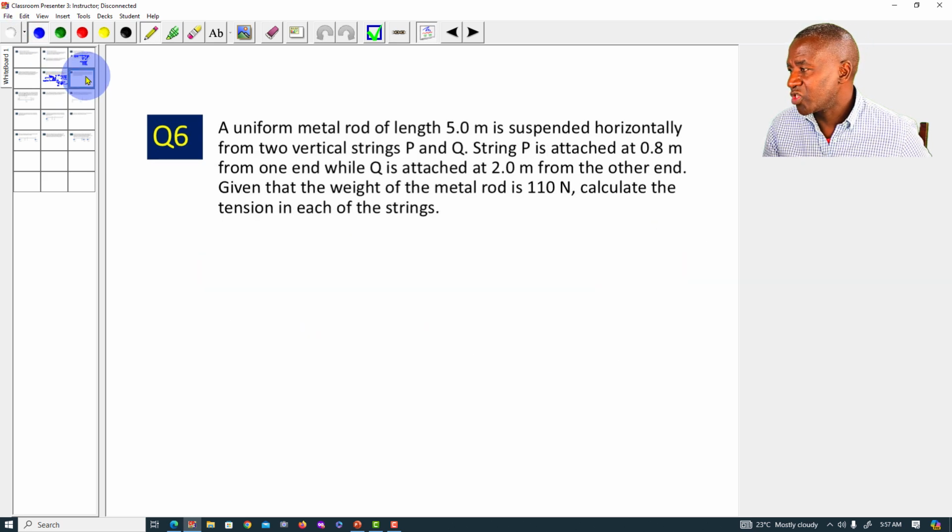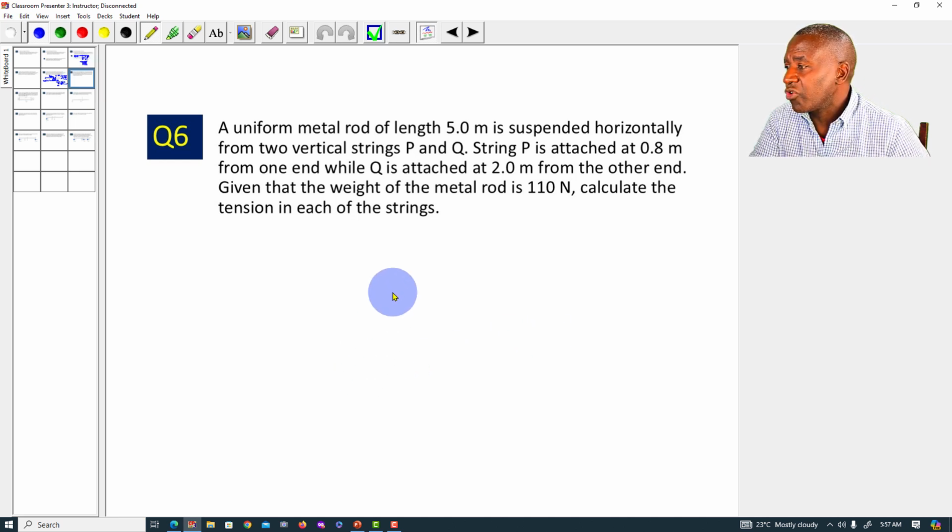Let's go to question 6. You are given a uniform metal rod. Now we are getting used to this. When you're given a uniform object, remember what it means. They are asking you, get the length of that object, divide it by 2, and you know the position of the center of gravity. If you know the position of the center of gravity, that is the point through which the weight of the object is acting. It's just as simple as that.